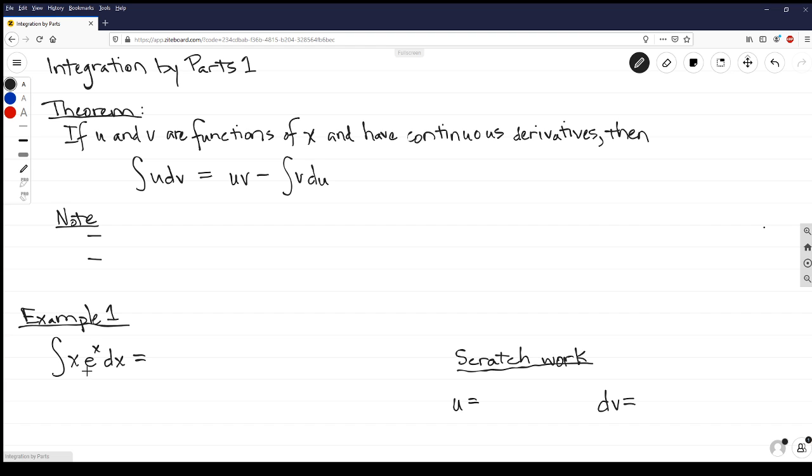Now, a couple of things to keep in mind. The part that's u is usually the easier part. And I'm going to write this up here under note. So, u is usually the simpler part.